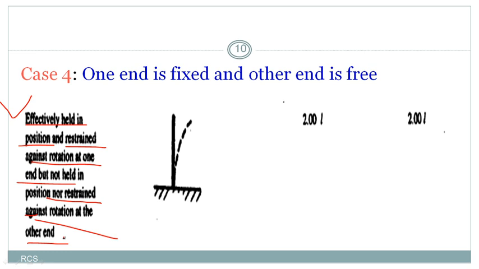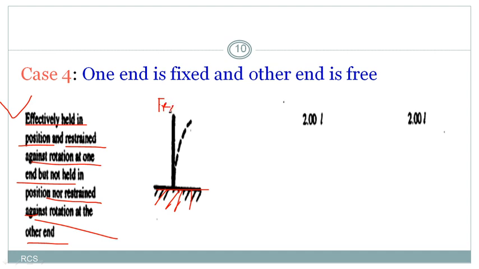So what do you mean by this? Only one particular end of the column has a resistance against the rotation, as well as being held in position. That means only one end of the column is supported with a support. And as the other condition mentioned, it is restrained against the rotation at one end. That means that support must be a fixed support. But about the other end, it is given that it is neither held in position nor restrained against the rotation. So I can call it a free condition. So one end is fixed here, another end is free.